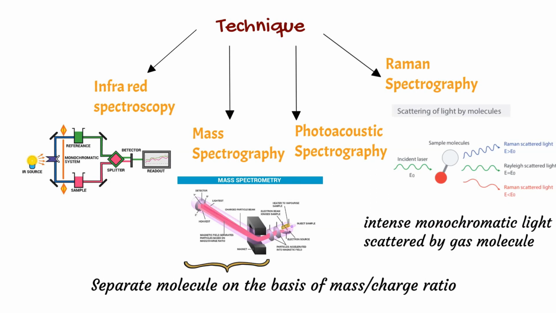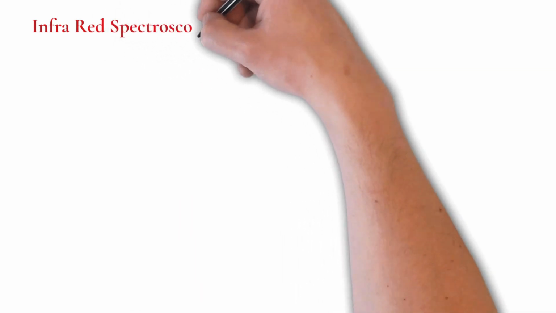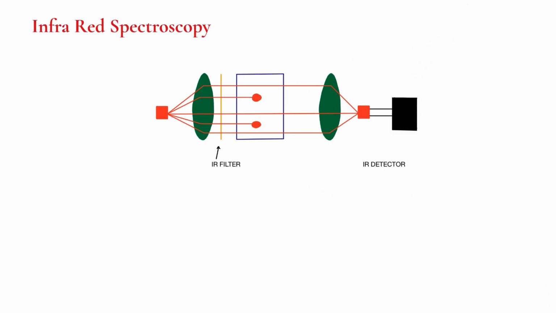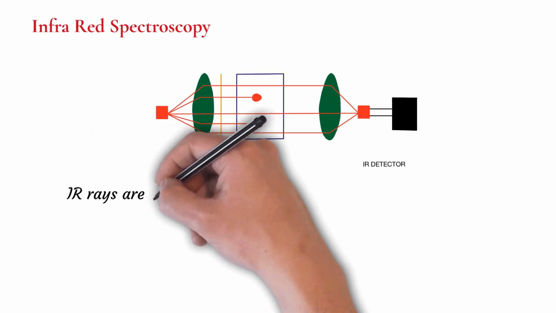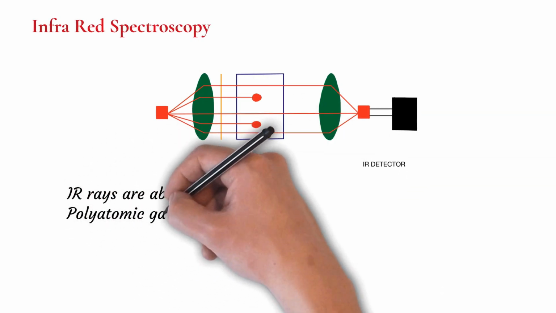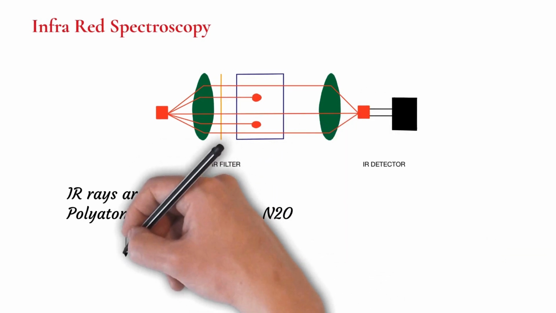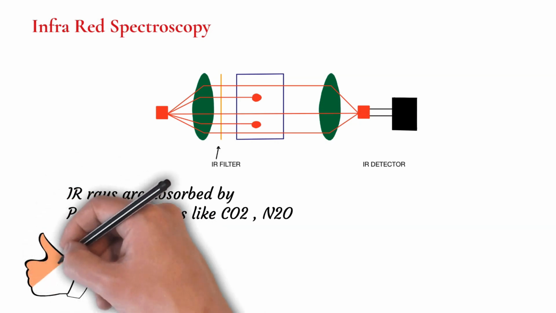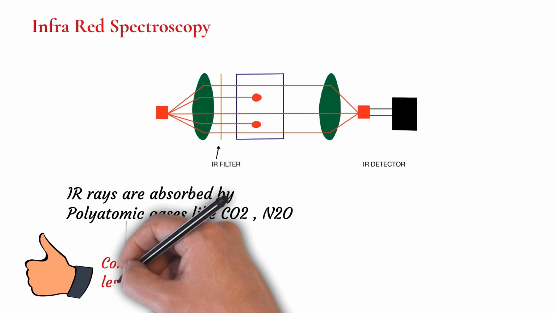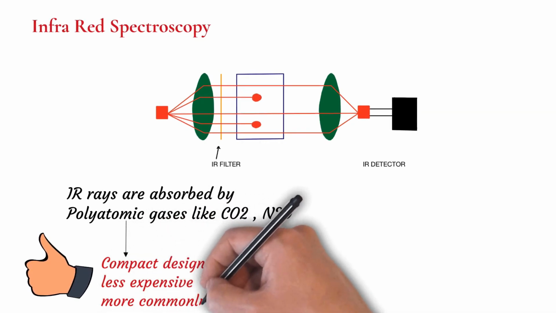So now we will be discussing infrared spectroscopy in detail. This is a schematic diagram showing the infrared spectroscopy. We have IR filters and an IR detector here. The infrared rays are absorbed by polyatomic gases like CO2 and nitrous oxide. Infrared spectroscopy has a compact design, it is less expensive, and it is the more commonly used technique.